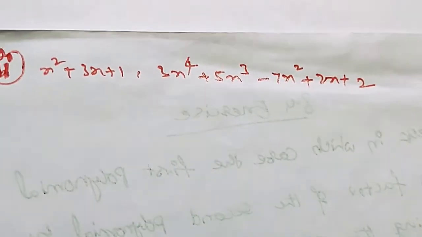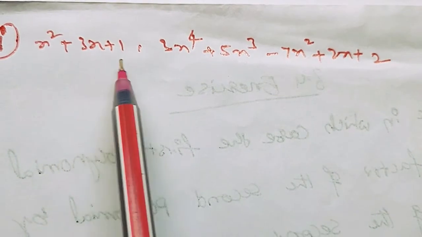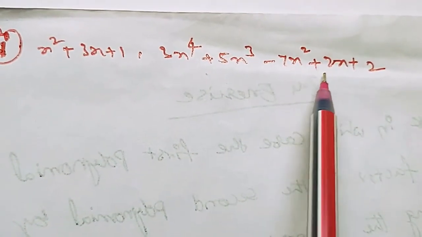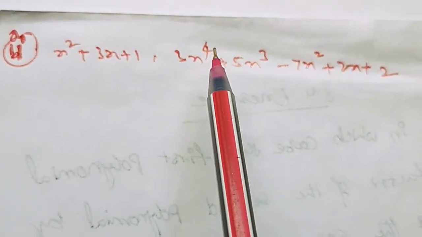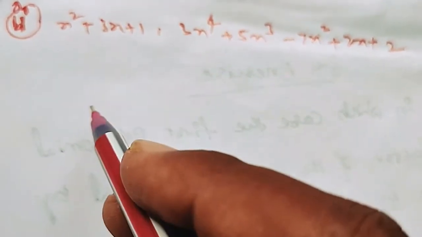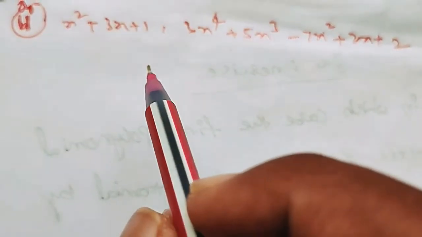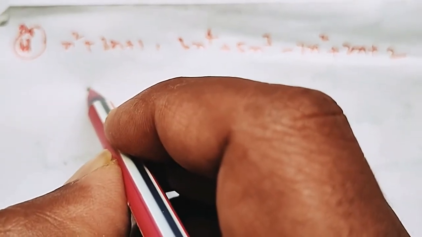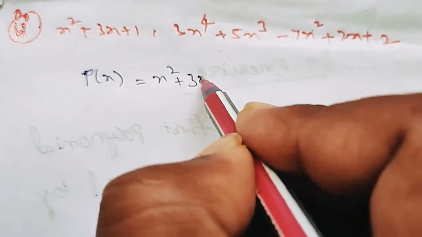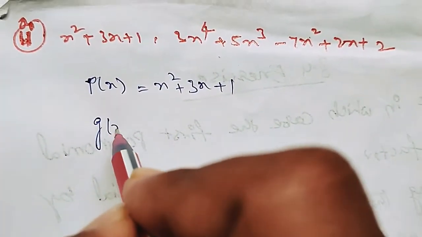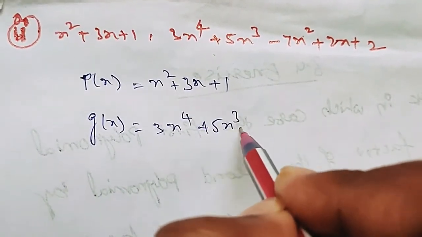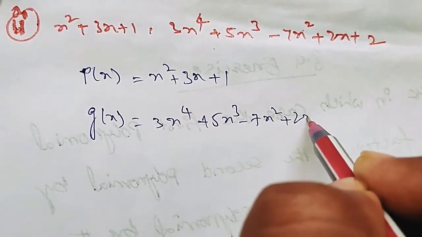Second problem chuddam: x square plus 3x plus 1, 3x power 4 plus 5x cube minus 7x square plus 2x plus 2. Just check the powers, 4, 3, 2, 1, no problem andi. So they are in order, no term is missed. So now write down P of x equal to x square plus 3x plus 1, g of x equal to 3x power 4 plus 5x cube minus 7x square plus 2x plus 2.